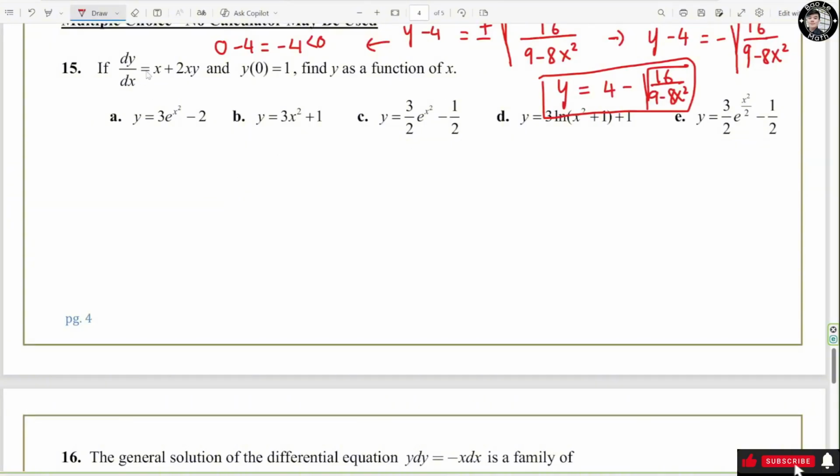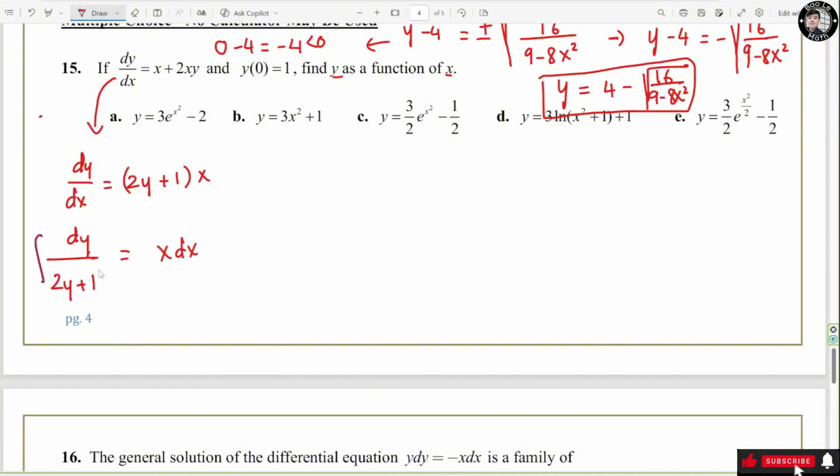If dy over ds equals s plus 2sy and y of 0 equals 1, find y as a function of s, right? So basically we just solve the differential equation right here. Now we're going to separate the variables, so I'm going to factor s out first. So I have dy over ds equals (2y plus 1) times s, right? Then I'm going to multiply both sides by ds and divide both sides by 2y plus 1. So I have dy over (2y plus 1) equals s ds, right?